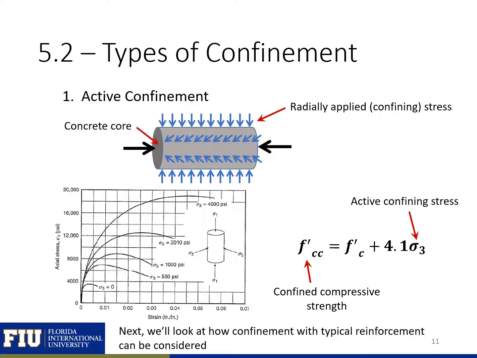We saw before that for our active confinement, our confined compressive strength was equal to our unconfined compressive strength plus 4.1 times our active confining stress. So this was done on some old testing on some cylinders, and so it's an experimentally validated expression for active confinement. Next, we're going to look at how we can take into account the confinement effects with typical reinforcement.